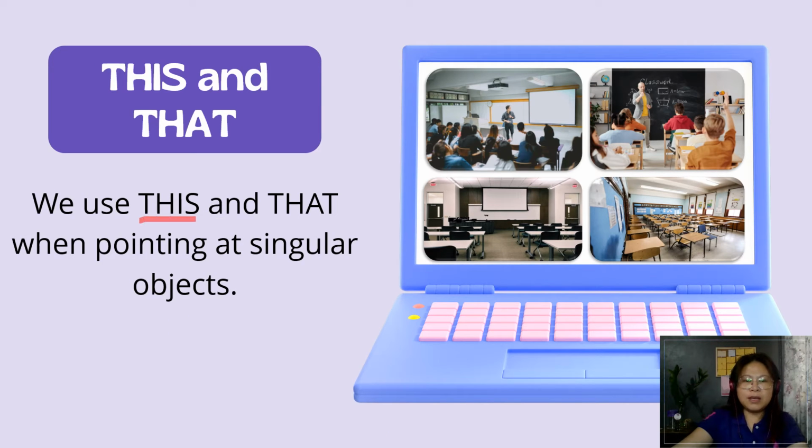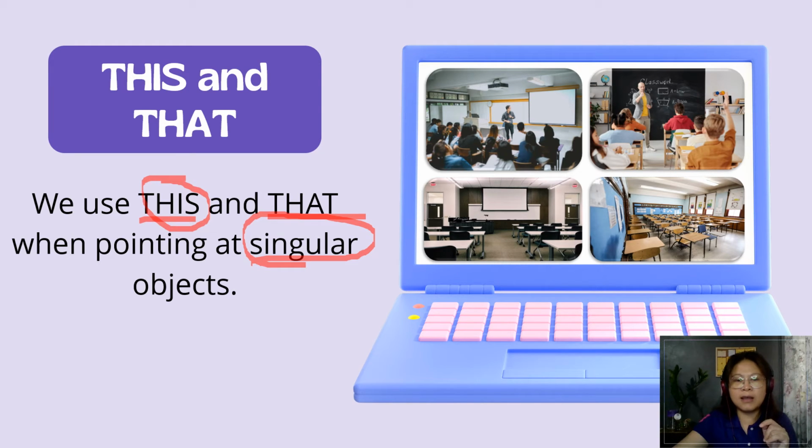So we use this and that when pointing at singular objects, so only one object. So this is a book, this is an eraser, that is a book, that is a computer. That is a laptop, this is a laptop. We use it for only one object.